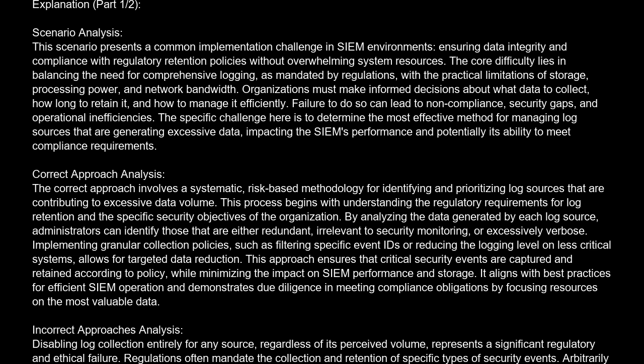Incorrect approaches analysis. Disabling log collection entirely for any source, regardless of its perceived volume, represents a significant regulatory and ethical failure. Regulations often mandate the collection and retention of specific types of security events. Arbitrarily disabling a log source without a thorough risk assessment and documented justification could lead to a failure to detect or investigate security incidents, violating compliance requirements, and potentially exposing the organization to legal and financial penalties.